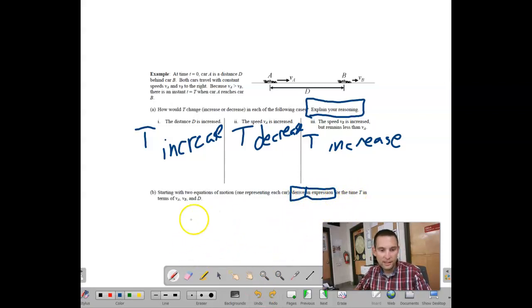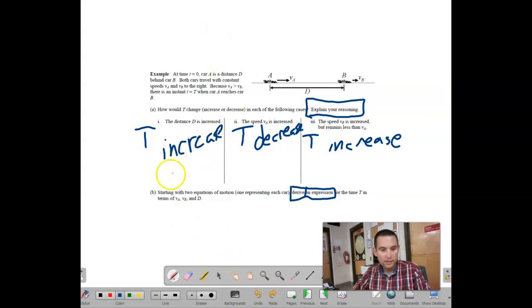For capital T, in terms of VA, VB, and D. Now the phrase in terms of, that means your answer has to include those. So you can't just have V1 or V2 or VC or VD. No, those aren't even choices. We know that VA represents the velocity of car A and VB is the velocity of car B. So that's your constraint. You've got to include those in your answer.